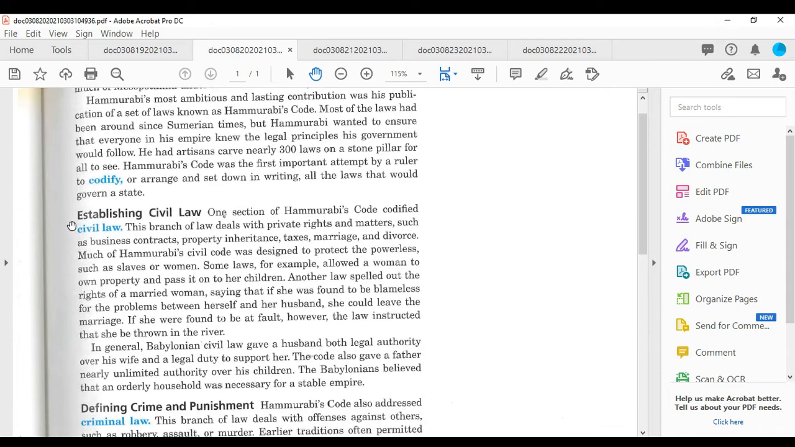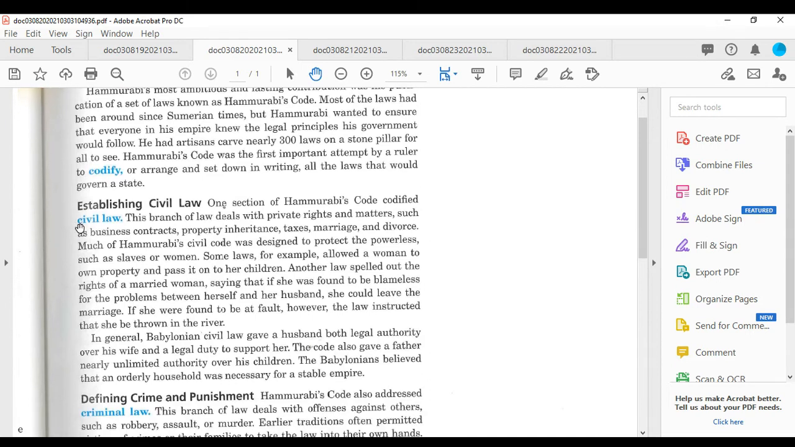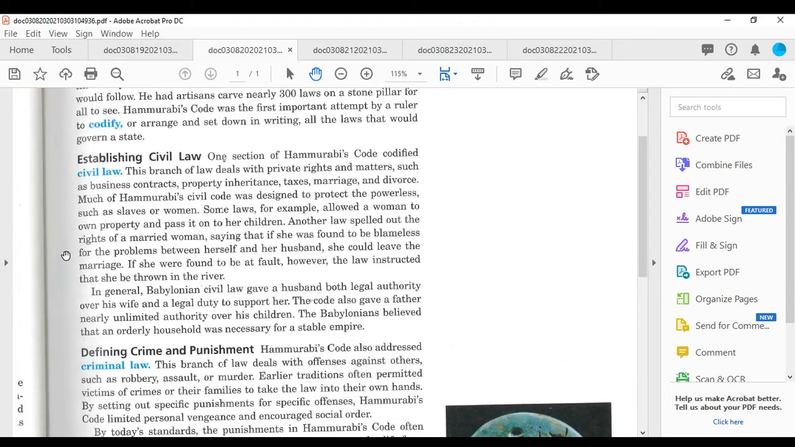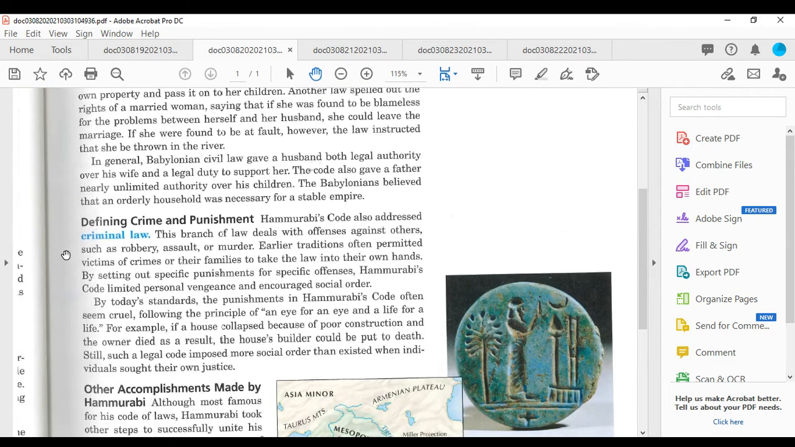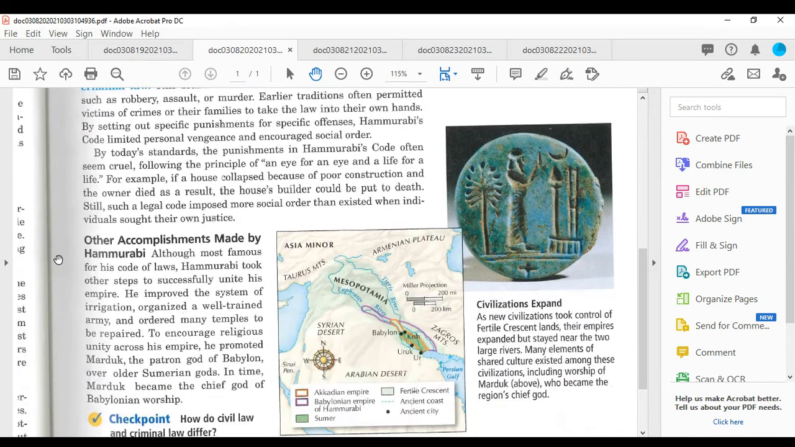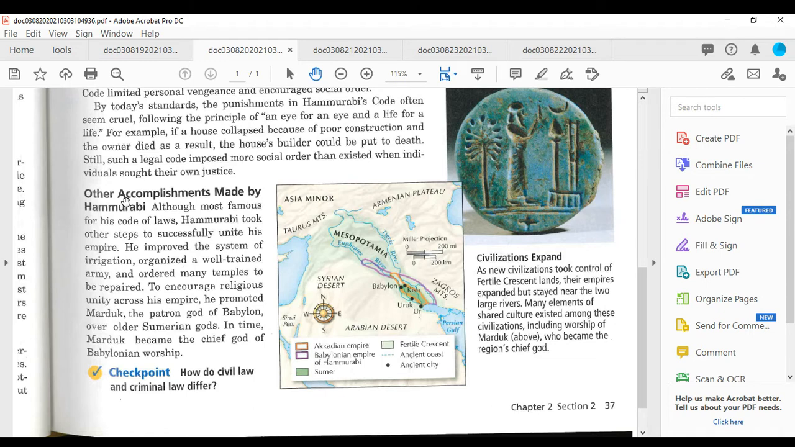Another subheading, establishing civil law, with that term, civil law, in blue. Next subheading, defining crime and punishment, with criminal law in blue. Final subheading, other accomplishments made by Hammurabi.